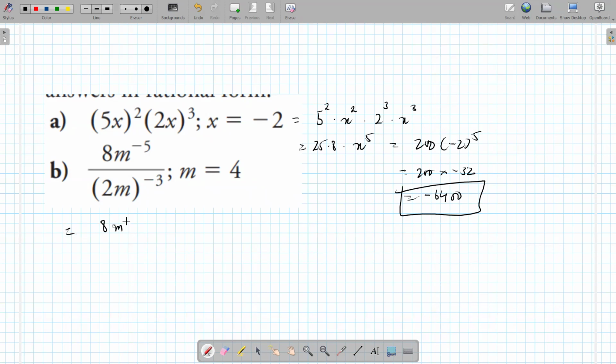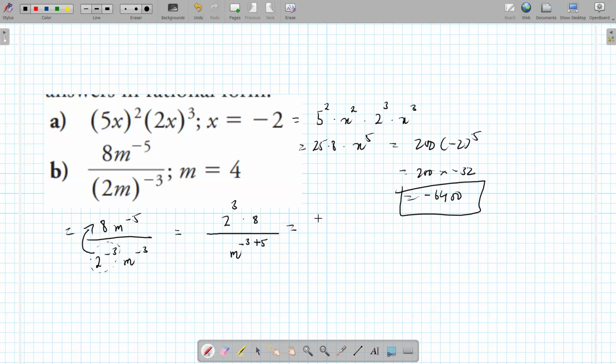For B, what do we do for B? Same thing, we're just going to open the brackets. It becomes 2 to the negative 3 times m to the negative 3. Anytime you have a negative exponent, you want to switch its position. So I'm going to move this up here. What do we get if we move that 2 to the negative 3 to the numerator? It becomes 2 to the positive 3, right? Like that? Times 8.